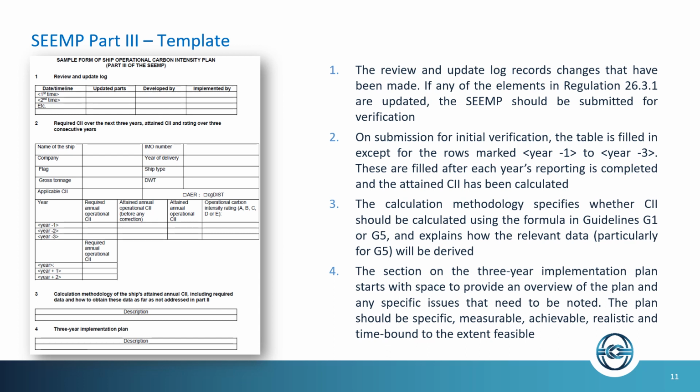Section 3 consists of the calculation methodology, which specifies whether CII should be calculated using the formula in Guidelines G1 or G5, and explains how the relevant data, particularly for G5, will be derived. In Section 4, the 3-year implementation plan starts with space to provide an overview of the plan and any specific issues that need to be noted. The plan should be specific, measurable, achievable, realistic, and time-bound to the extent feasible.